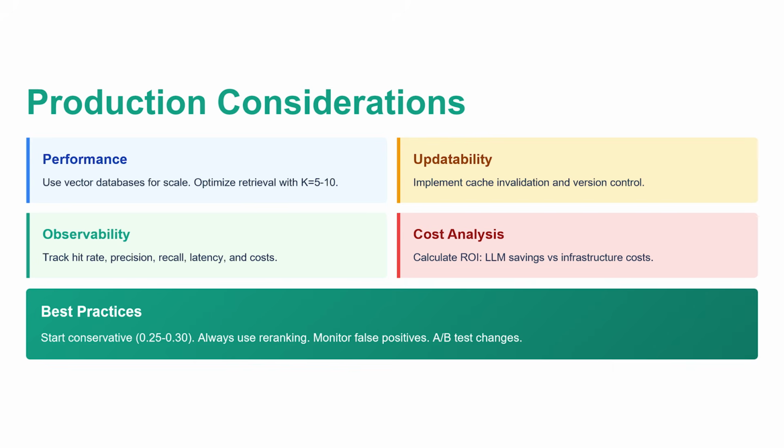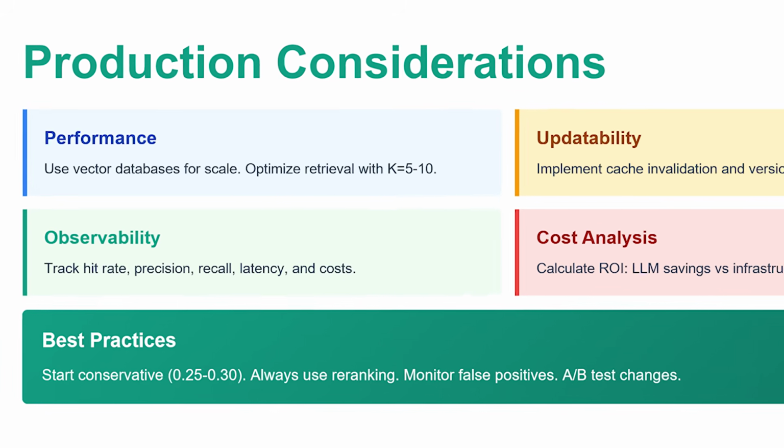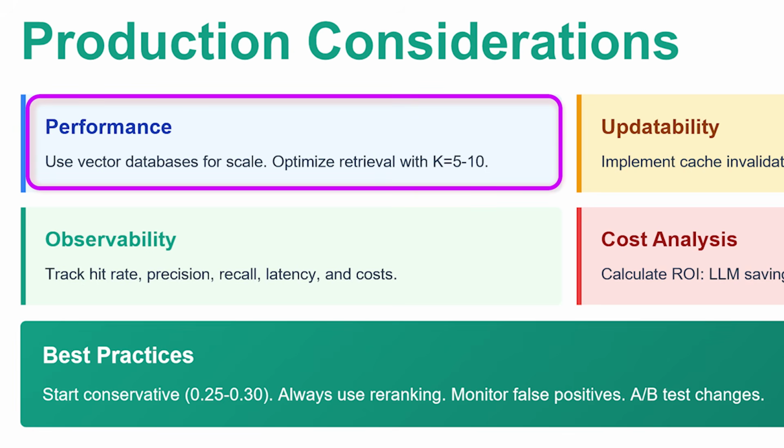Okay, if you're actually going to deploy this in production, there are 4 big things you need to think about. First, performance at scale. You can't just throw embeddings in a Python list and loop through them. You need a proper vector database like Pinecone, Weaviate, Qdrant, etc. These are built for similarity search and can handle millions of entries without killing your response time.